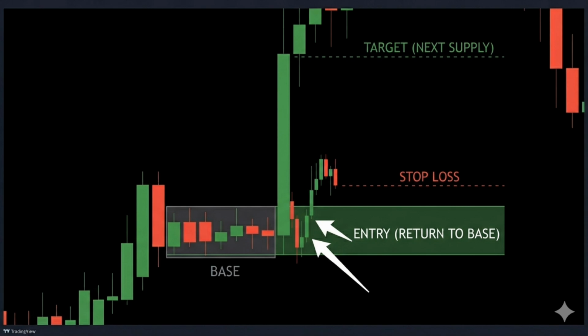Now, how do we actually trade this? We don't chase the price when it's exploding. Instead, we wait for the market to come to us. This is called the return to base. Once you've marked your zone using the base candles, you wait.